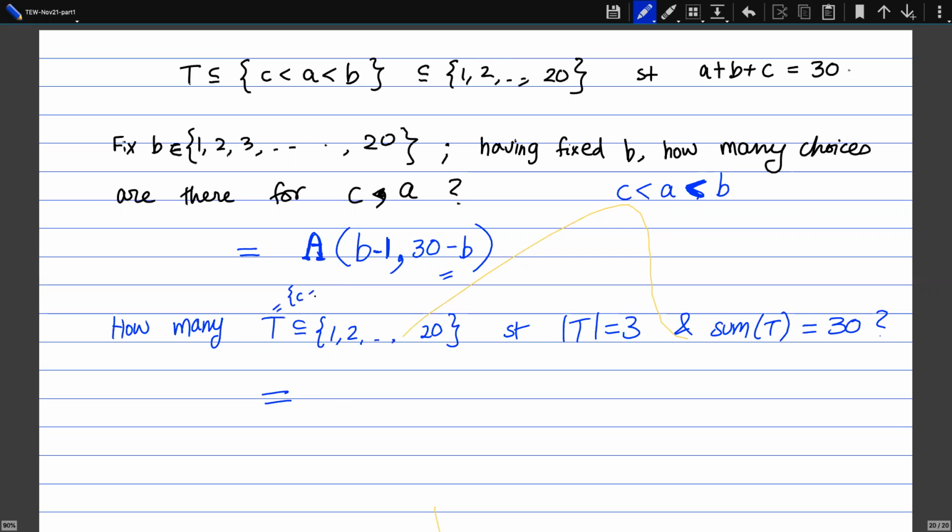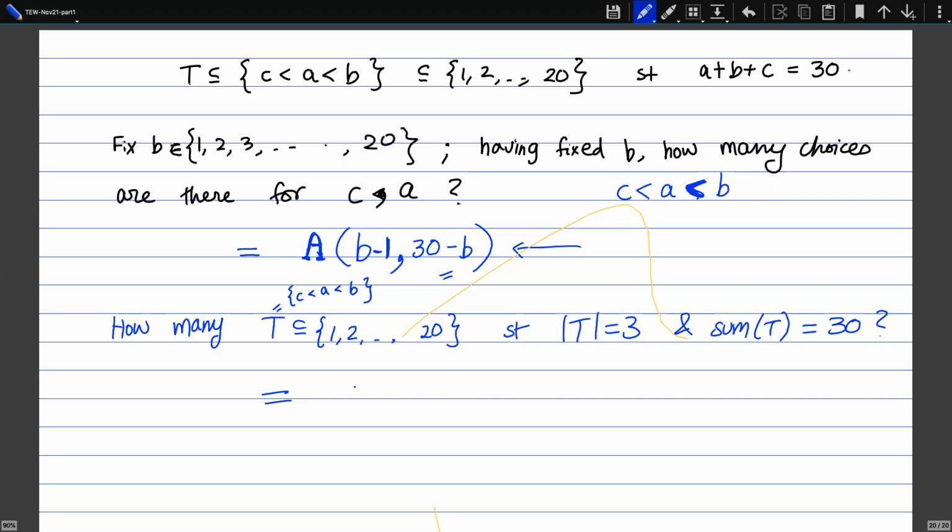It's all subsets of the form C, A, B. We first fix B. And for that B, we know the answer. Now, how do you put it back together? A of B minus 1, comma 30 minus B. So remember, this function depends on B. If B is 20, it is A of 19 comma 10. If B is 19, it is A of 18 comma whatever and so on. This will change every time I change B.